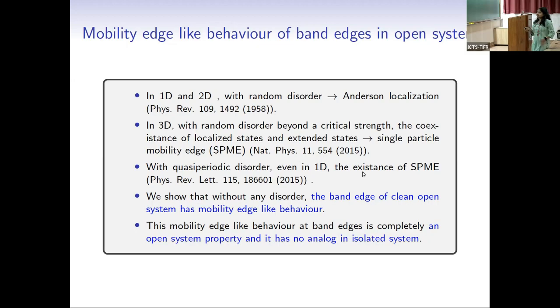Another important thing about this result is that this band edge is like a mobility edge behavior in an open system. In 1D and 2D with random disorder, all the single particle states are localized. This is Anderson localization. But in 3D with random disorder, one can get the single particle mobility edge. And with quasi-periodic disorder, even in 1D, one can get the single particle mobility edge. But here we have shown that without any disorder, one can get this mobility edge like behavior, where the band edge can behave as a mobility edge. And there is no isolated system analog of this behavior.